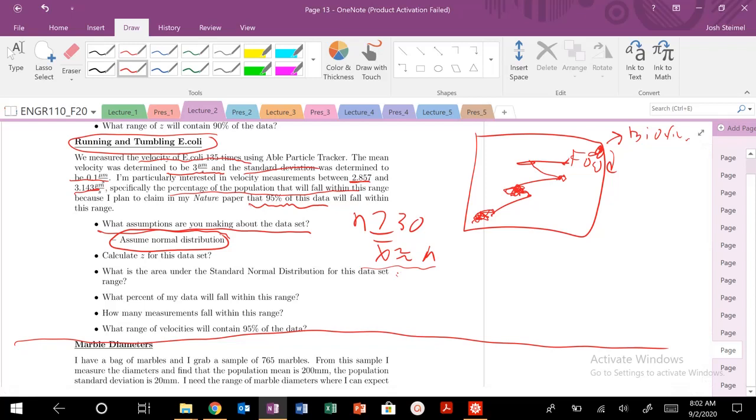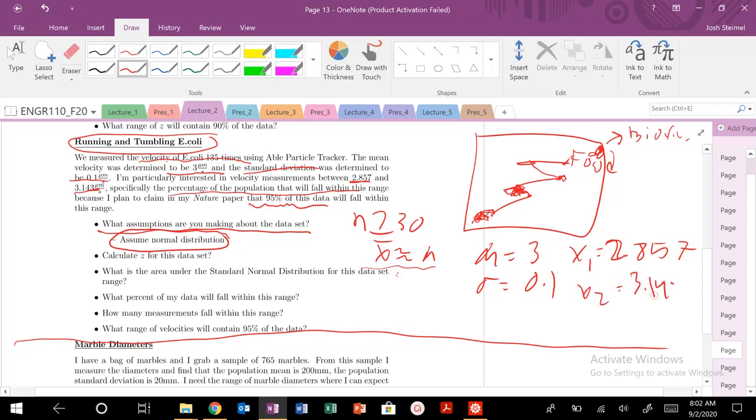We also know in this problem statement that mu is equal to 3 micrometers per second. The standard deviation is equal to 0.1 micrometers per second. And then we're interested in our x sub 1, which is 2.857, and our x sub 2, which is equal to 3.14 micrometers per second. We need to figure out what percentage of the population falls between these two measurands, x sub 1 and x sub 2.